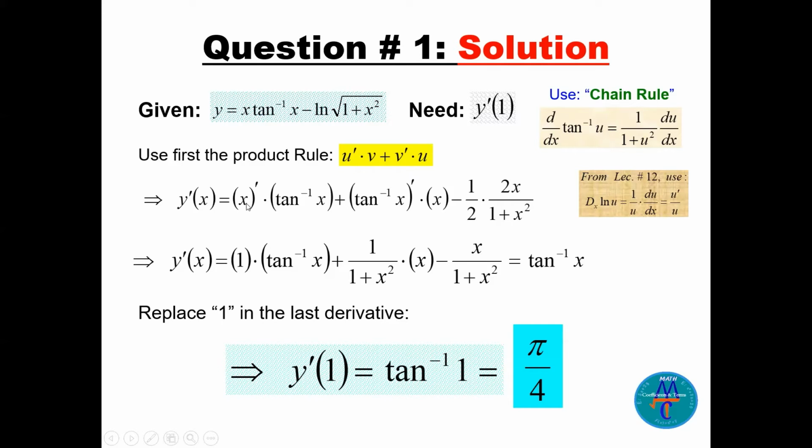Now let's simplify more. The derivative of x is 1. This one we leave it. The derivative of inverse tan of x is 1 over 1 plus x squared times the x, minus, we cancel the 2 here, minus x over 1 plus x squared. This will be cancelled, and then the derivative will be only inverse tan of x. So we replace 1 in the last derivative here. y prime at 1 will be inverse tan at 1, which is pi over 4.